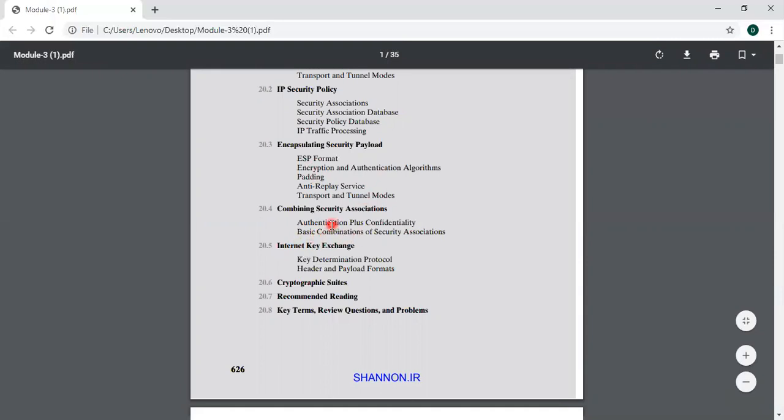Next class we'll be discussing combining security associations, Internet Key Exchange, and cryptographic suites. These three topics are remaining, so in the next class we'll try to cover these three topics. Thank you.